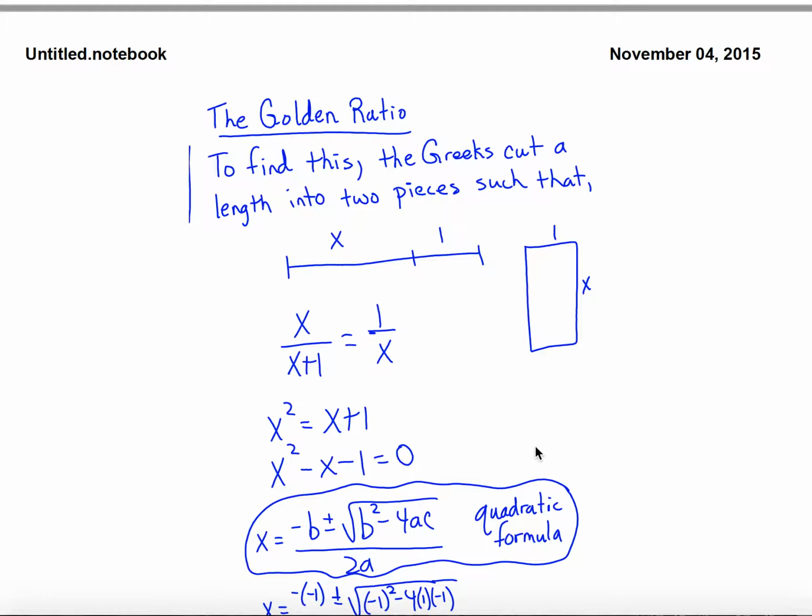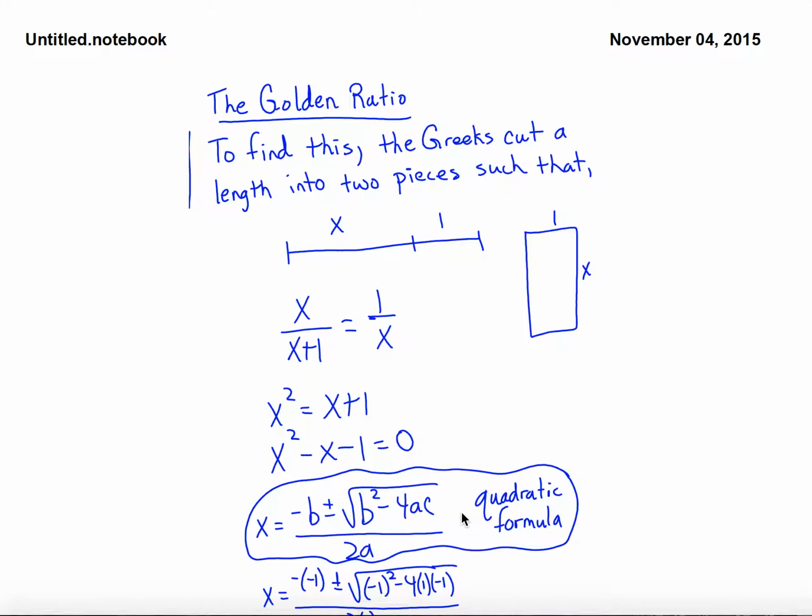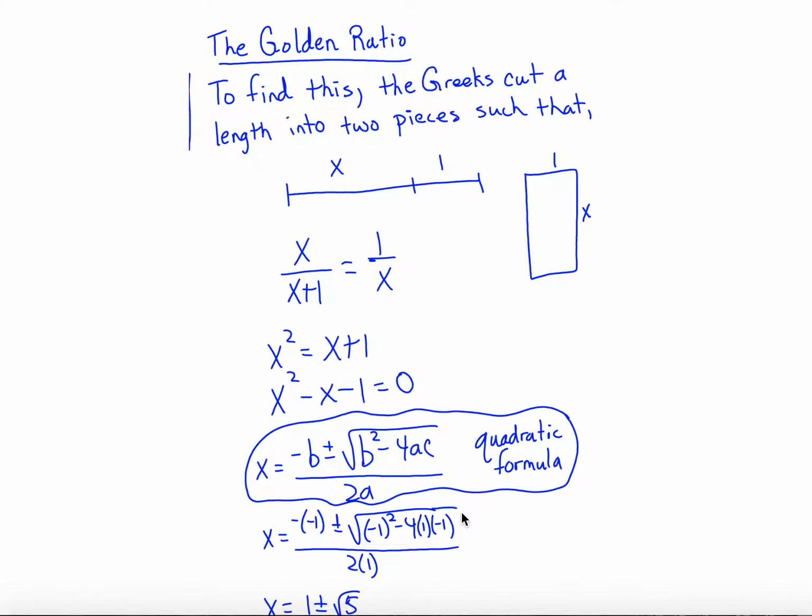And we need to now solve this. Well, the ancient Greeks didn't know how to solve this, but we do now. We can use the quadratic formula to solve this. They actually were able to come up with a number for it. You won't think of it as a number, but I'll show you what it is in a minute.